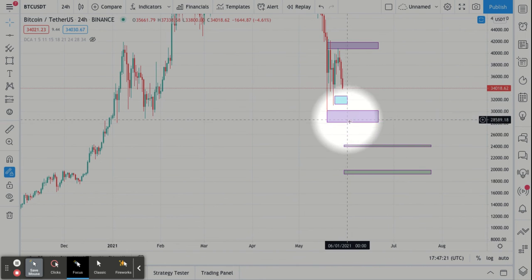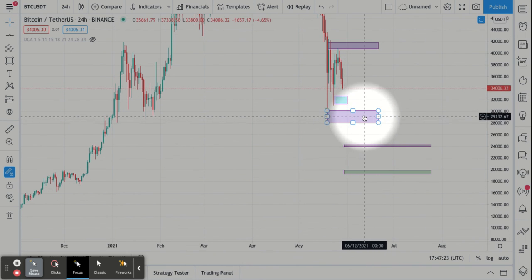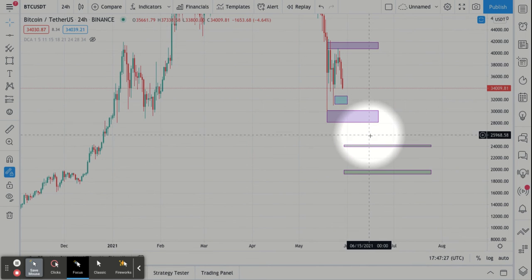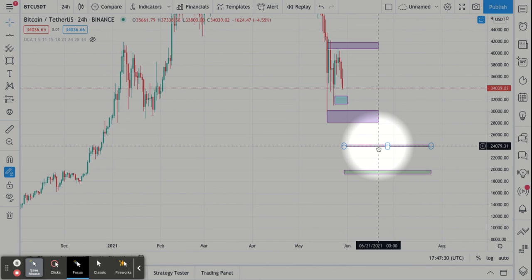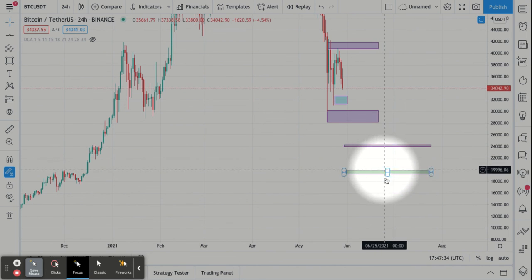So if this area up here is 30,000 to 28,000, if it does not hold, I have a feeling we're going back down here, and I don't think this one is very strong, which means we'll probably come back down to this one as well.